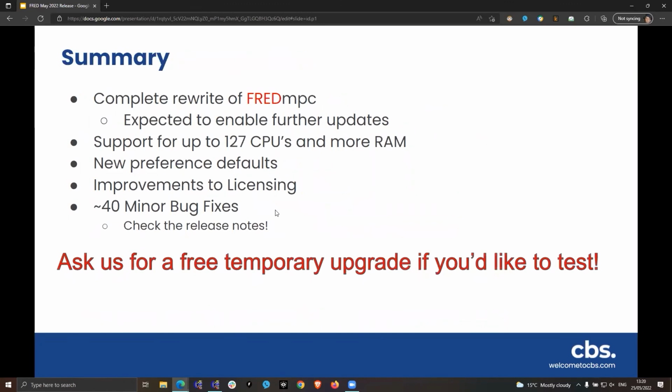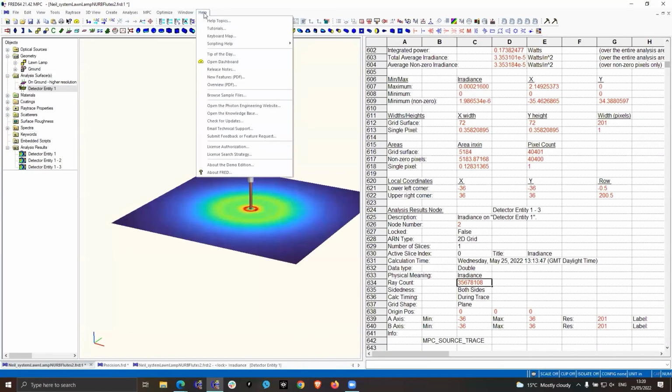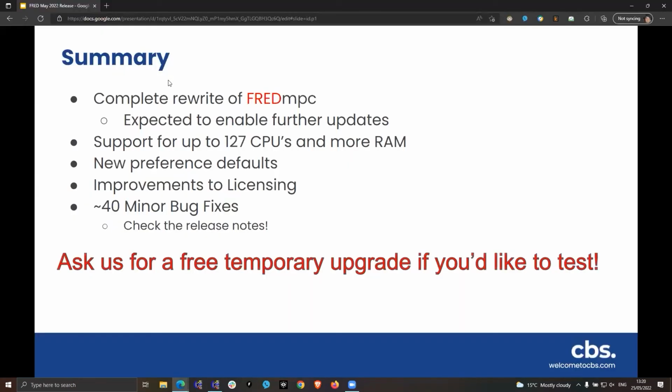So in summary, there's been a complete rewrite of FRED MPC, and that's expected to enable further updates. Support for 127 CPUs and much more RAM, new preference settings, the turbo color scheme, improvements to licensing, and around 40 minor bug fixes. We're not going to spend any time looking at those. They are all in the release notes of Fred. For those of you that aren't aware where to find them, you can go to the help and then release notes, okay? And all of the detail is in there.